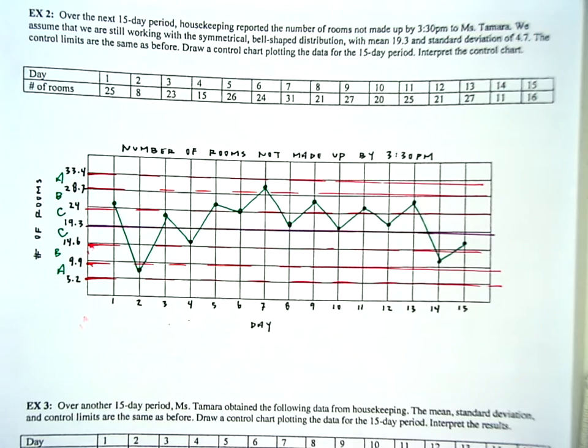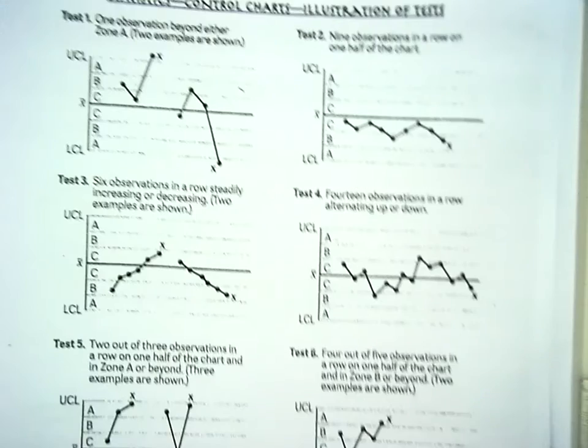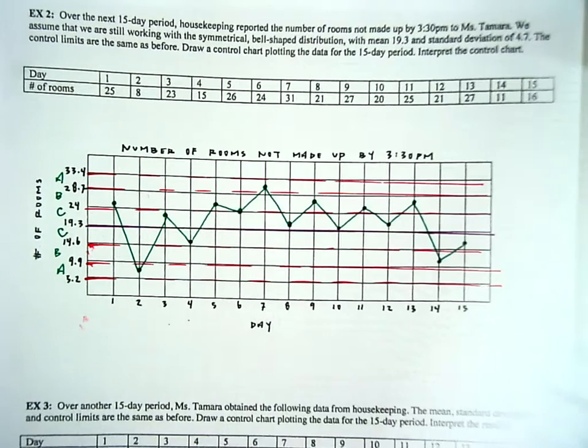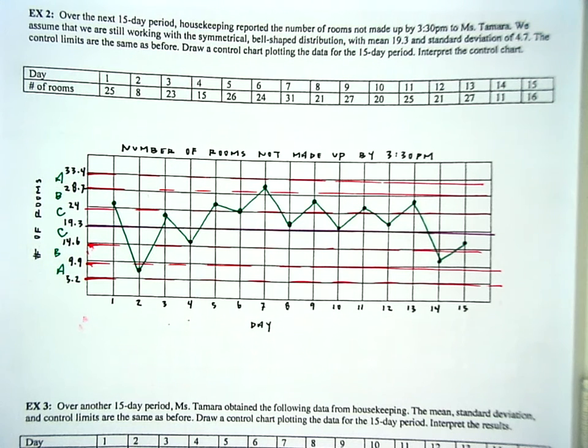Okay, so here we go. So we want to look through our list here, and we're looking for, is there a warning sign? Do we see a red flag? Is there something potentially out of control? And on what day would it have occurred? So take a moment, maybe pause and look at your sheet, look at your illustration of tests, and see if you can come up with something.